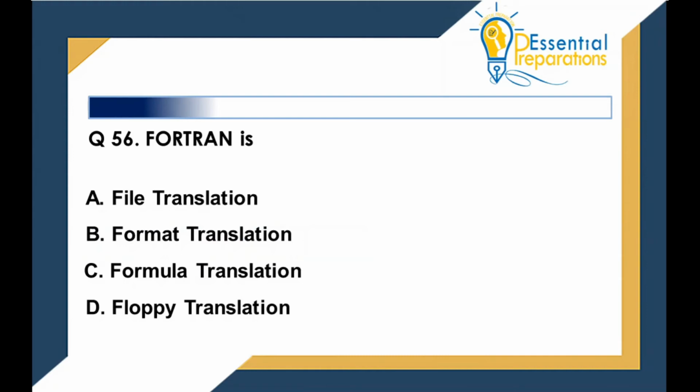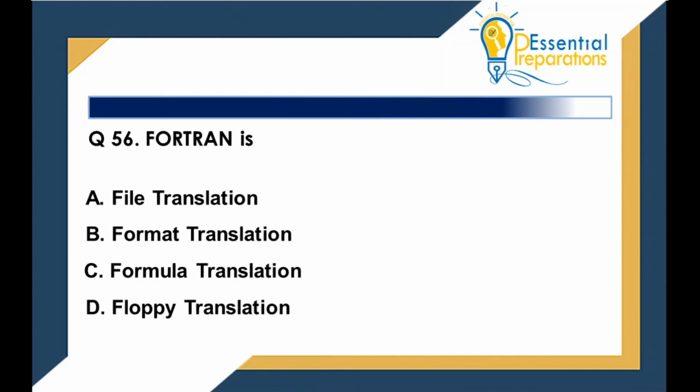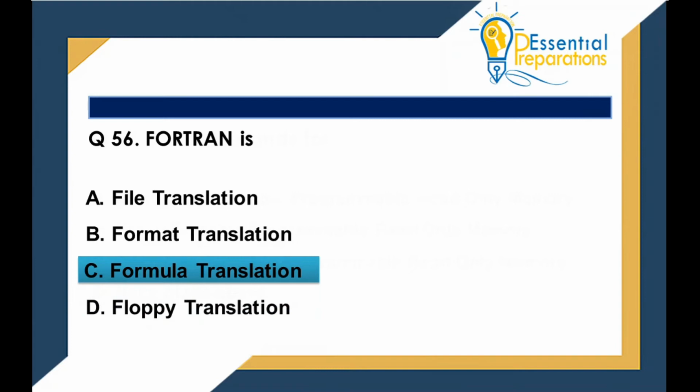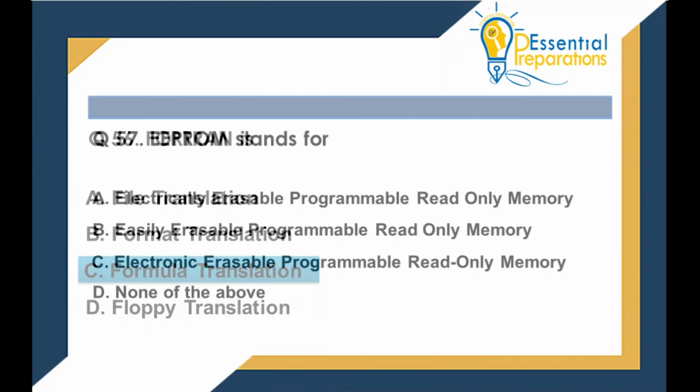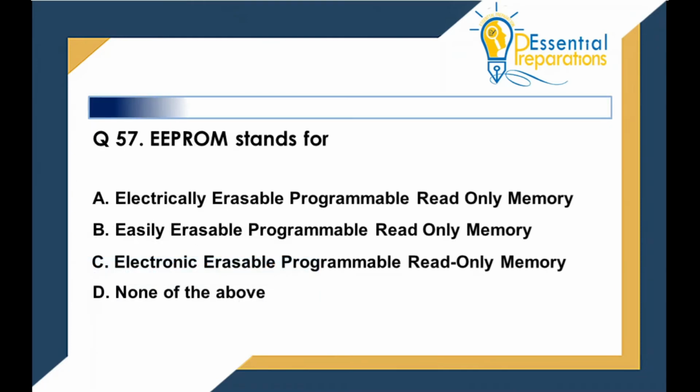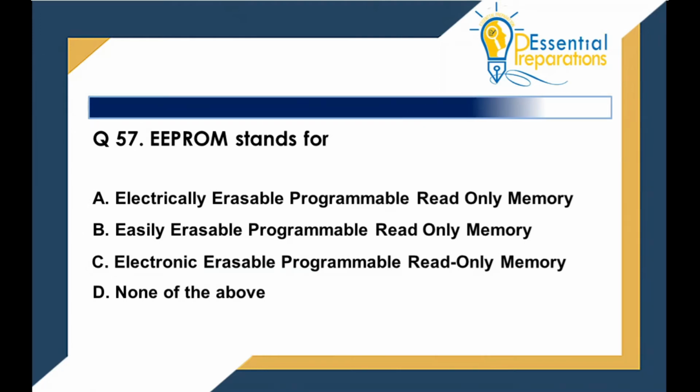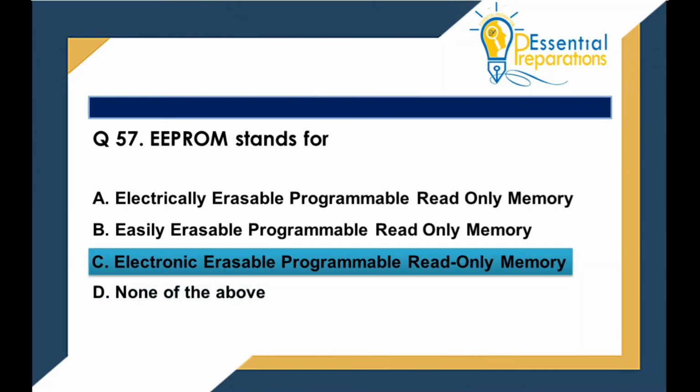Fortran is C. Formula translation. EEPROM stands for C. Electronic erasable programmable read-only memory.